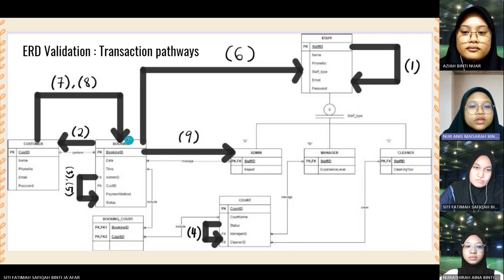Query 7, to list customer ID, name, email, booking date, and payment method of customer that have made a booking. The transaction pathway is from customer to booking. Query 8, to list customer ID, name, booking ID, booking date, and booking status of customer with ID 3. Customer to booking will be the transaction pathway for this query. And lastly, to list booking ID, admin ID, and admin report of admin staff with ID 2. The transaction pathway will be from booking to admin.